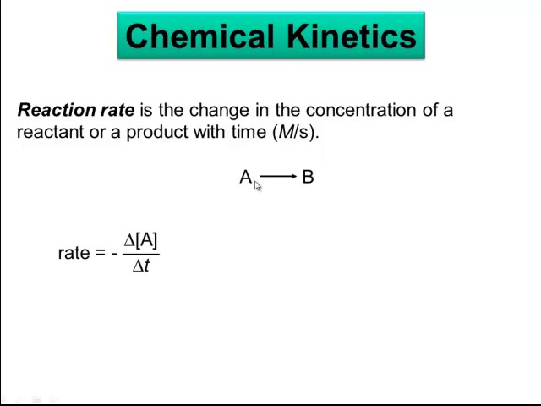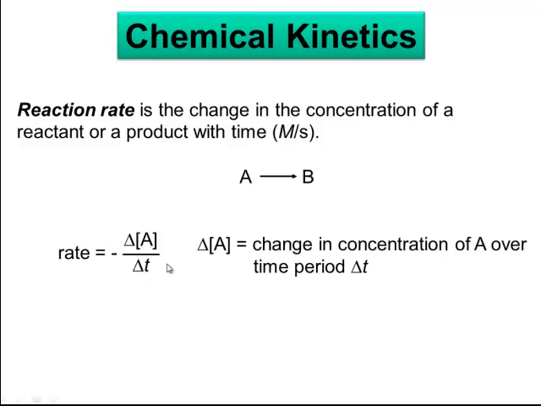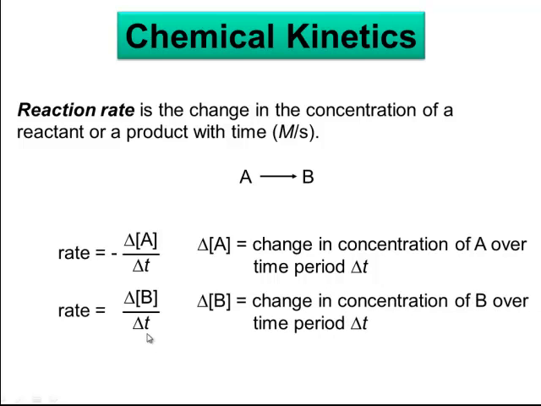per second. So, if there is a reaction A giving you B, then the rate of the reaction can be expressed as the negative of the change in the concentration of A divided by the time in which the change took place. Also, the rate of the reaction can be represented as the change in concentration of B divided by the time in which the change took place. So, delta A here is the change in the concentration of A, whereas delta B is the change in concentration of B over the time period delta T.